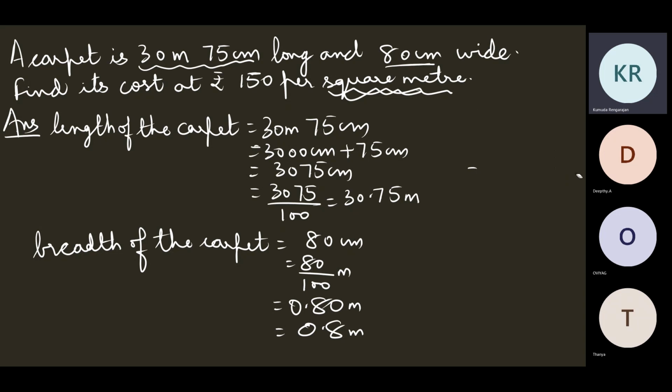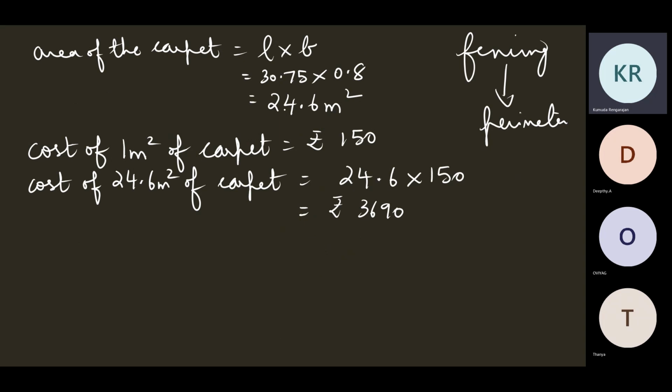So what is given to us? 1 meter square costs 150 rupees. Now you should find the area of the carpet. Since the rate is given in meter square, you'll have to find the length and breadth in meters. So here I've converted the length of the carpet to meters and the breadth of the carpet also to meters. Now find the area of the carpet. Area of the carpet is equal to length into breadth, which is 24.6 meters square.